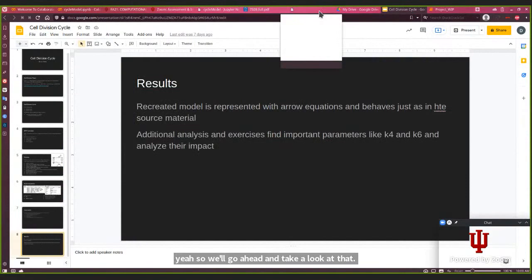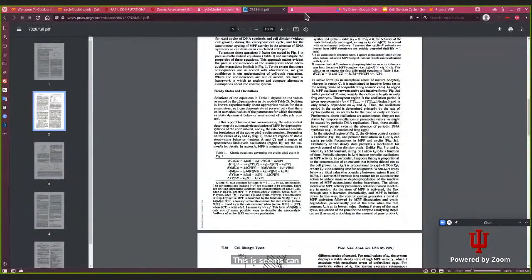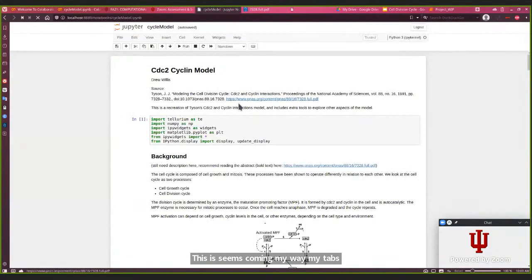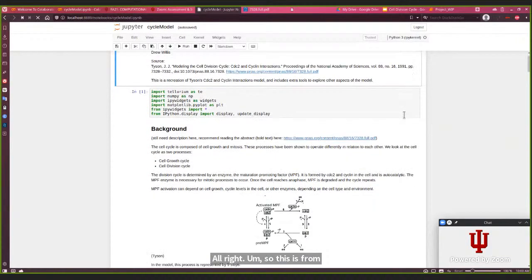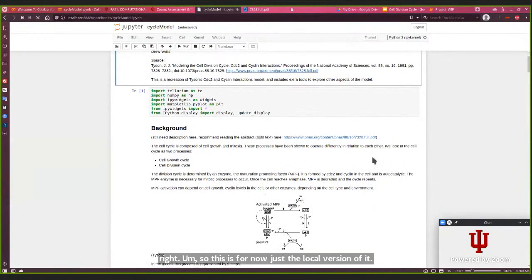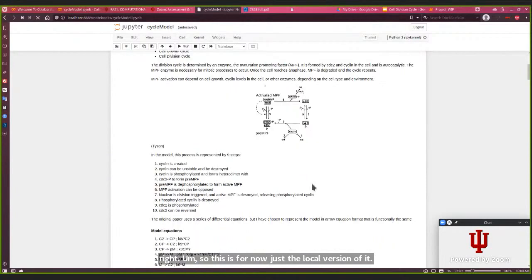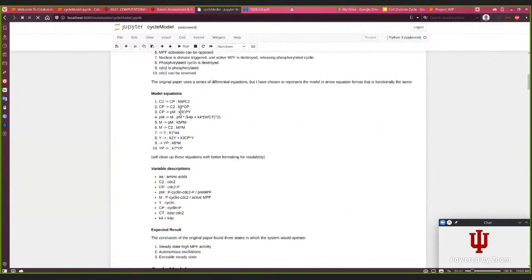Zoom's kind of in my way, my tabs. It's up here. All right, so this is for now just the local version of it. When it's on NanoHub, I won't have all this code in the way, but here I provide a background, basically the same thing that's in the slides, except I've represented my equations here as the arrow equations, and you can see which directly these constants apply.